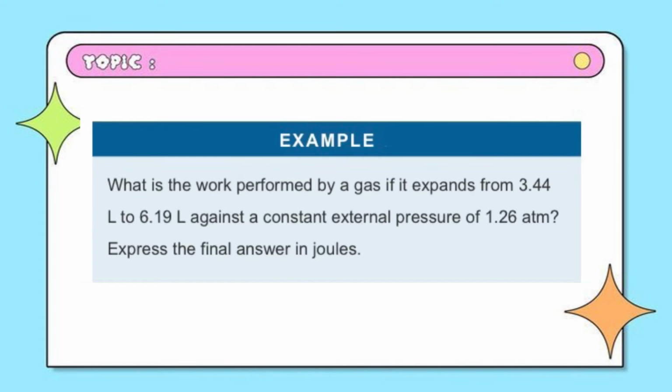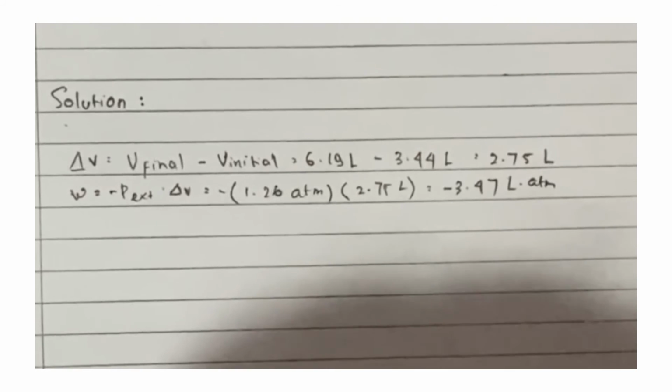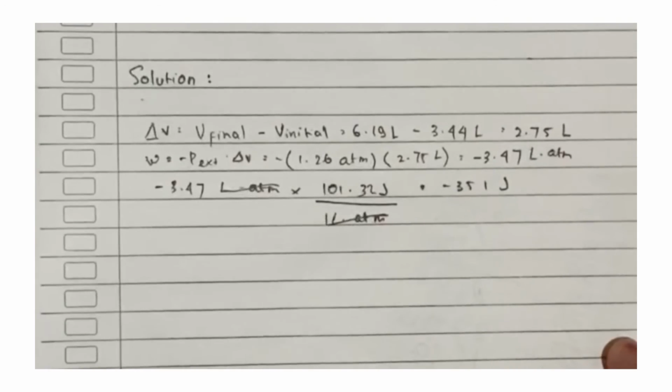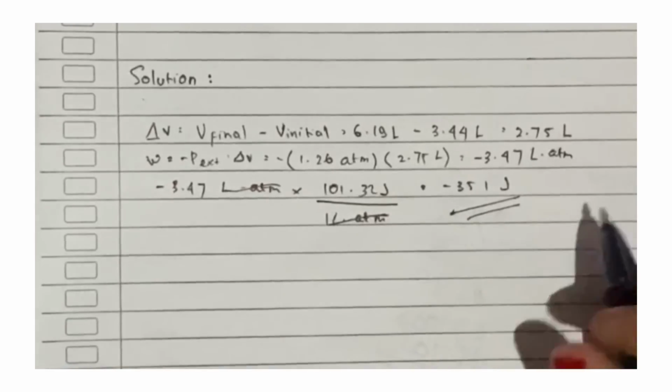Now, I will find the solution for this example. To find the solution, first we need to determine the change in volume, delta V times A. Change is always the final value minus the initial value. And now we can use the definition of work to determine the work done. Now we can construct a conversion factor from the relationship between liter, atmosphere, and joules. So the answer is 351 joules. I think that's all.